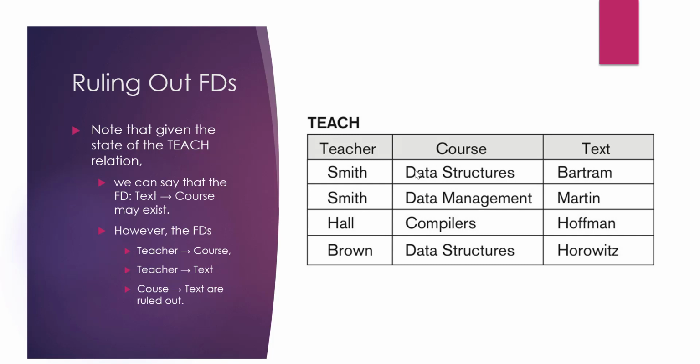Why? Because we got at least one value that was not the same for the same value of x. So for teacher, we have Smith. We are not always getting data structures for Smith. We got data structures for Smith, and we got data management for Smith. So again, the teacher is not determining the course in this example.